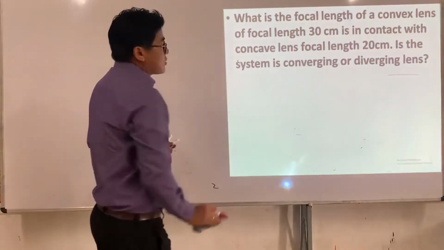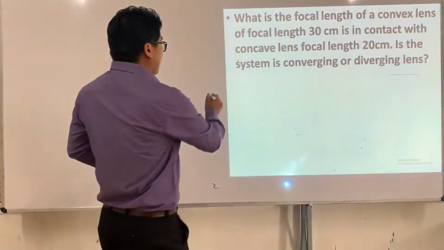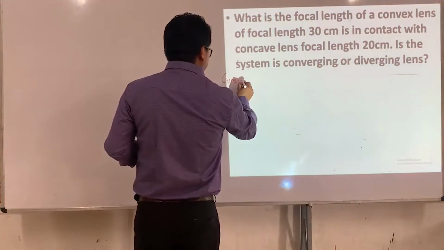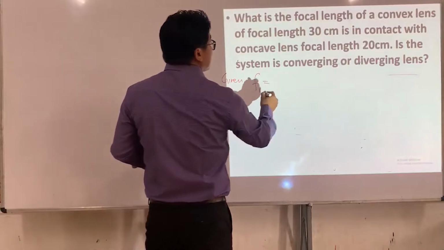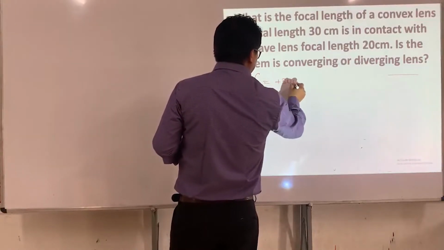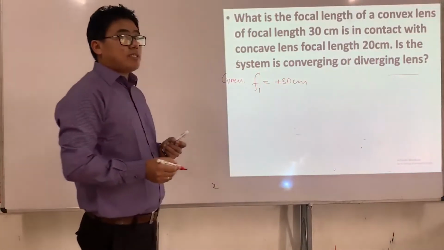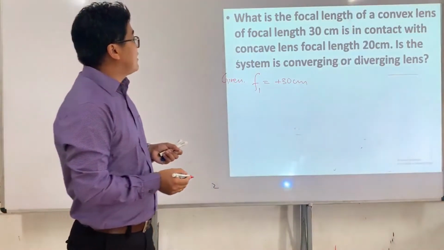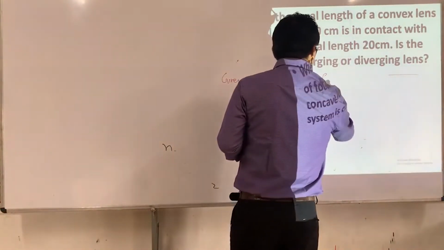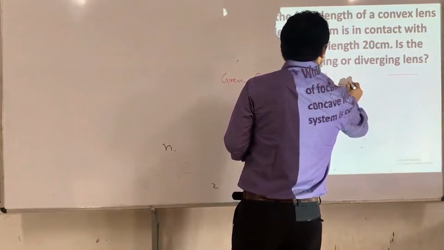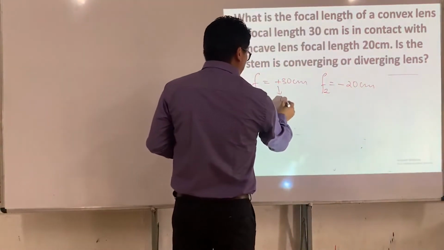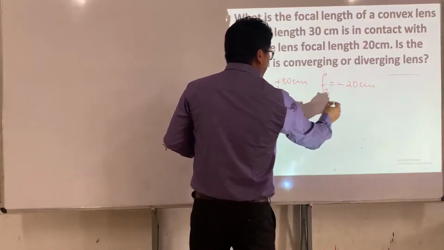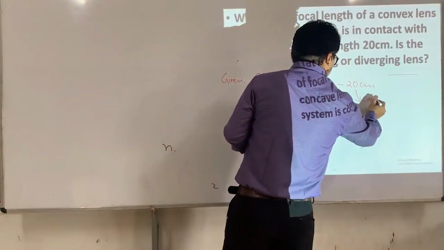Convex lens. I have given a convex lens here. The focal length of the first is going to be plus 30 centimeter. Why? Because this is convex, and convex always has a positive focal length. Then the second part is minus 20 centimeter. This is concave. Let's say this is convex, and this is concave.